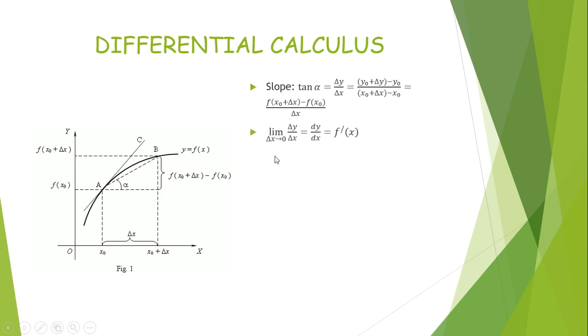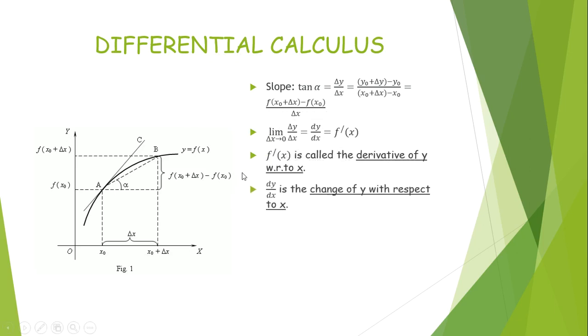Now if del x tends to 0, del y by del x equals dy by dx equals f dash x. Here f dash x is called the derivative of y with respect to x, and dy by dx is the change of y with respect to x.